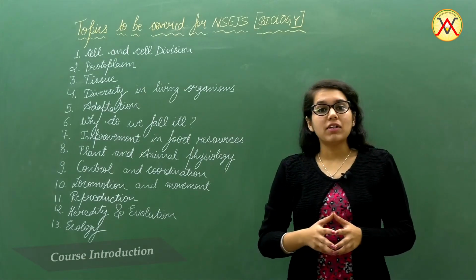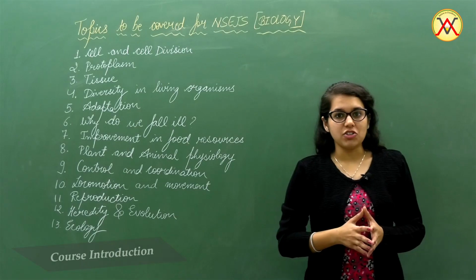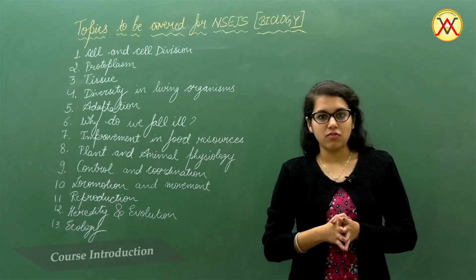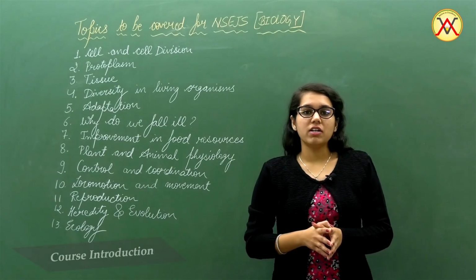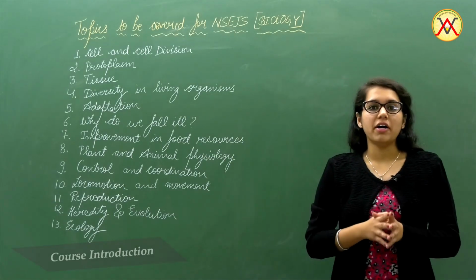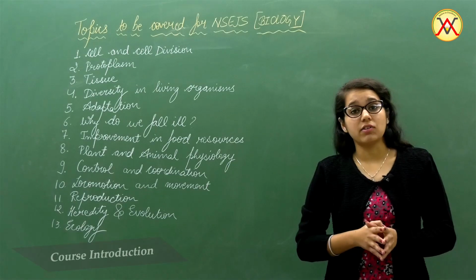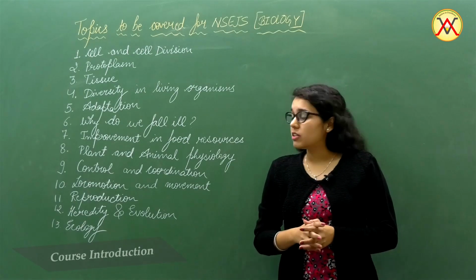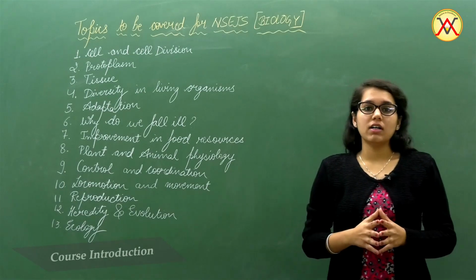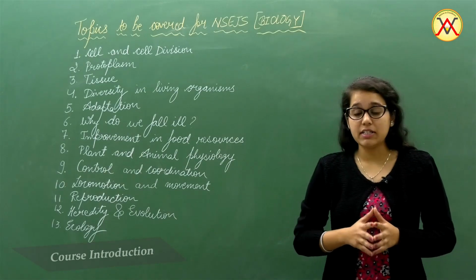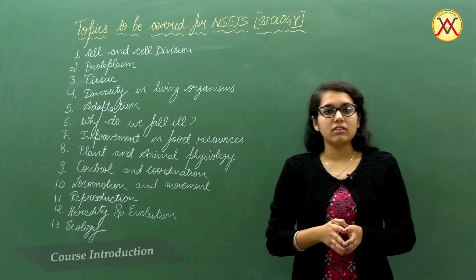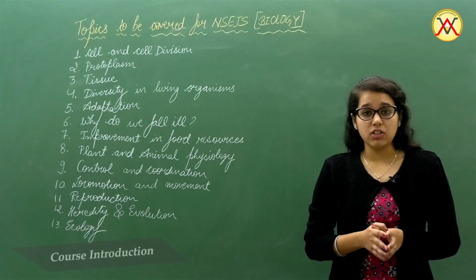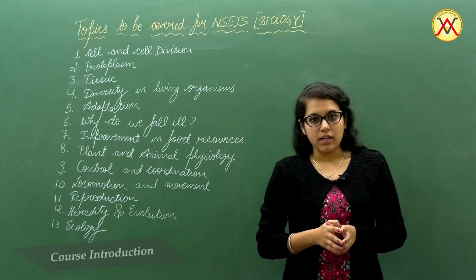The first topic that we'll cover in biology is cell and cell division, the most basic and fundamental chapter for biology. Then we'll move on to the next chapter, protoplasm, in which we'll study the various components, that is carbohydrates, proteins, vitamins, fats and nucleic acids. Then the third chapter, tissue, in which we'll discuss plant and animal tissue in detail. Then diversity in living organisms, in which we'll study the classification, plant diversity and animal diversity.